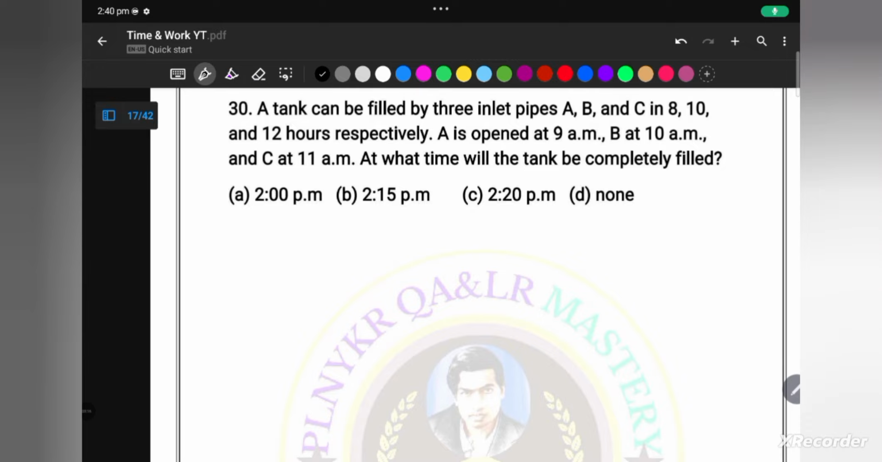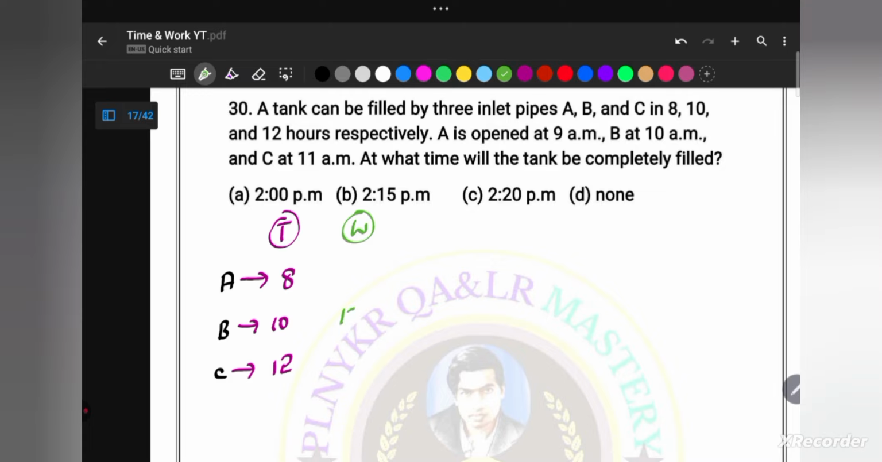In this question, 3 pipes are working: A, B, C. The corresponding times are 8, 10, 12. These are the time periods. Now coming to work, the work will be taken as the LCM of these time periods, which is 120. The next step is finding the efficiency of each one. For A, 120 by 8 is 15. For B, 120 by 10 is 12. For C, 120 by 12 is 10.